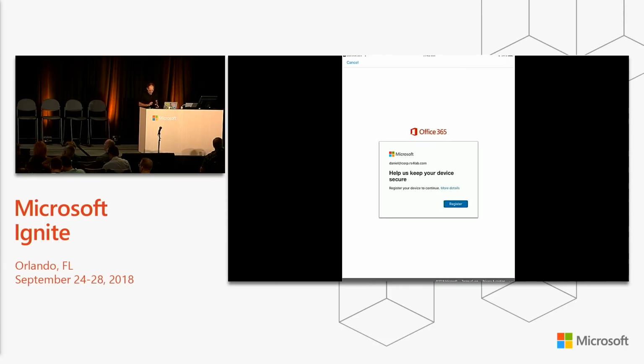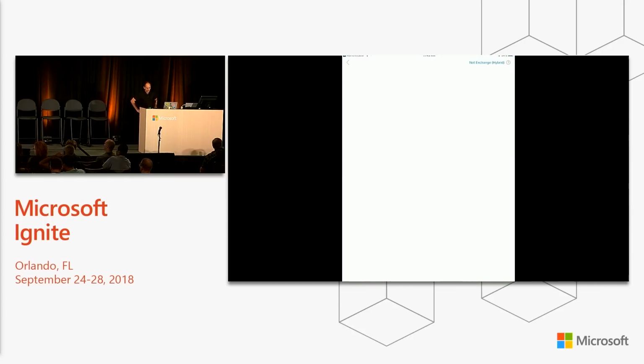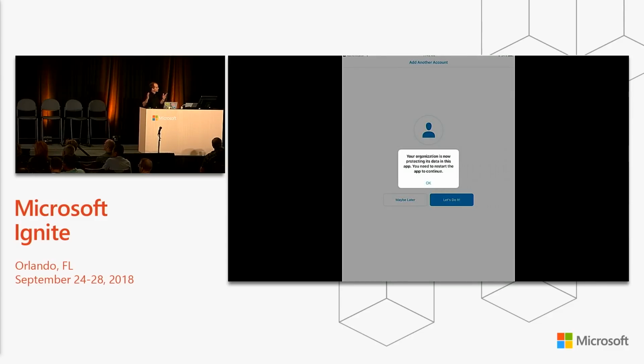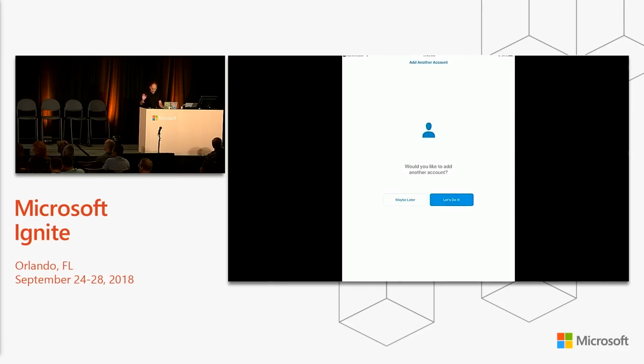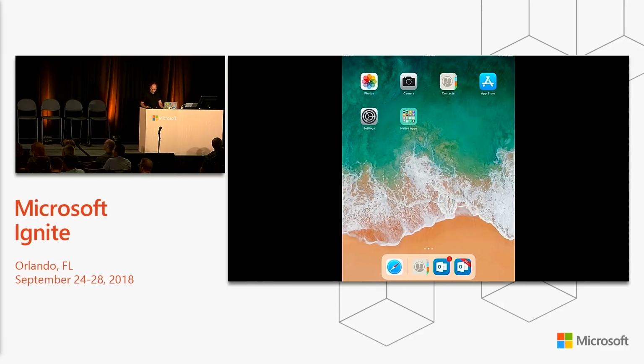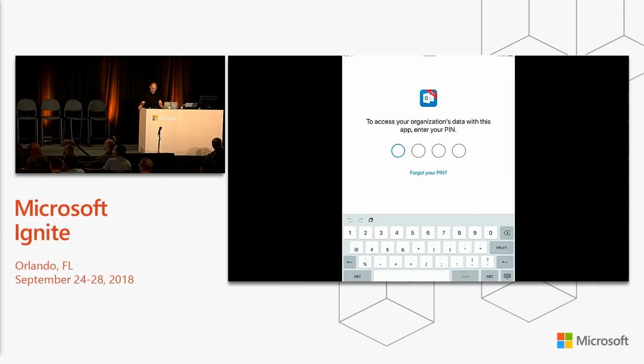So now we'll register the device, because again, we have to do that for a workplace join. And here we go. It's adding the account now as we speak. And then we'll say maybe later. And now I'm prompted. The app protection policy has been applied, so I'm prompted to protect my data. The app will cycle. I will restart the app.